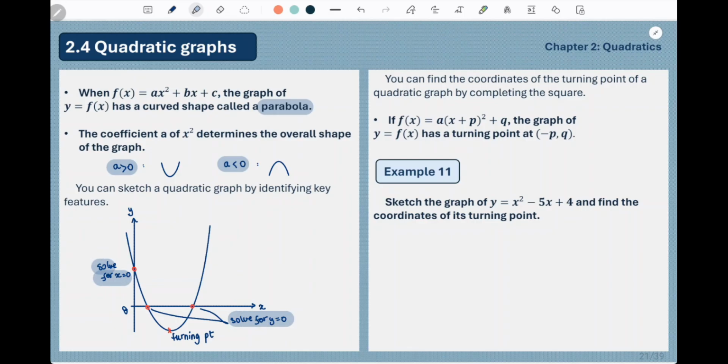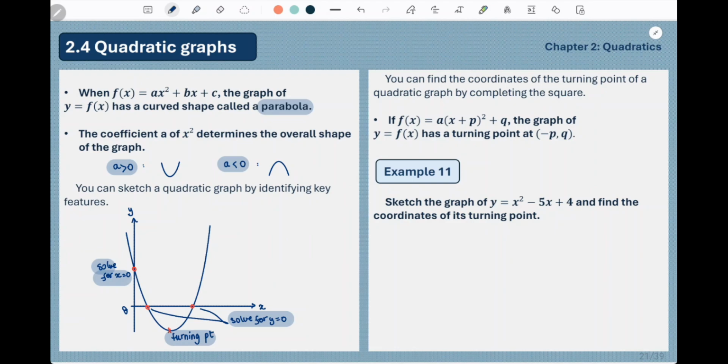And there's one more feature, which is the turning point. This turning point could either be a maximum or a minimum. As you can see in this case over here, the turning point is a minimum. And when a is less than 0, it's like the peak of a mountain, so the turning point is a maximum.